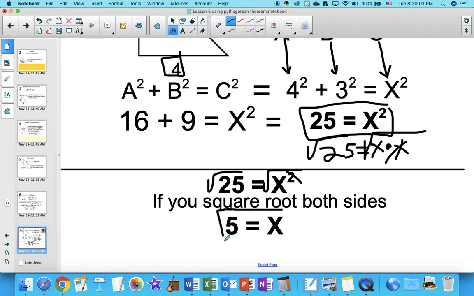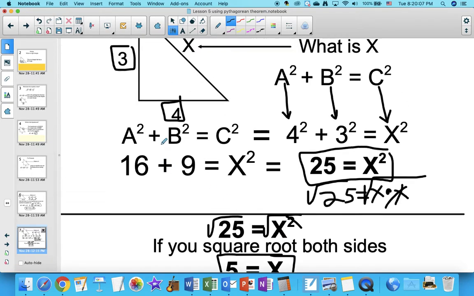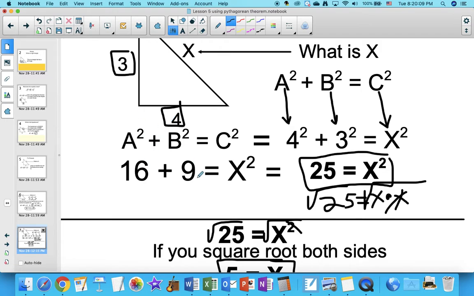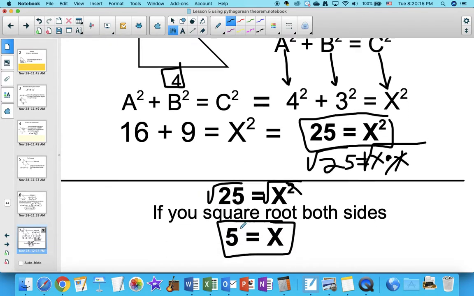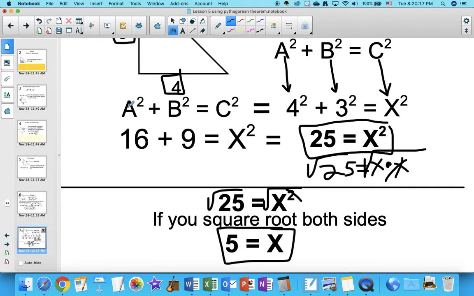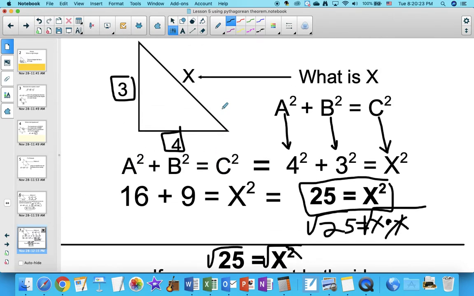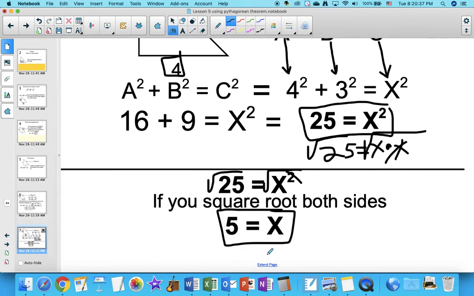So now I know the length of x is 5, and I can prove my answer, right? Because 4 squared is 16, 3 squared is 9, 16 plus 9 is 25, right? 25 is 5 squared. So it works with our equation a squared plus b squared equals c squared, right? So it's quite a few steps, but if you follow these steps carefully, you can't make a mistake. And as long as you don't stop with x squared equals a number, then you will get the right answer every time, as long as you remember to square root your x squared.